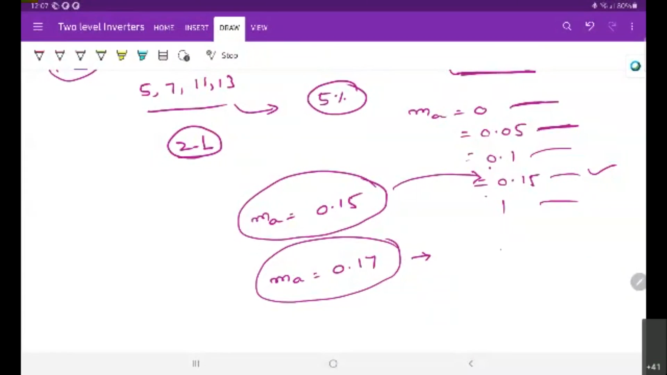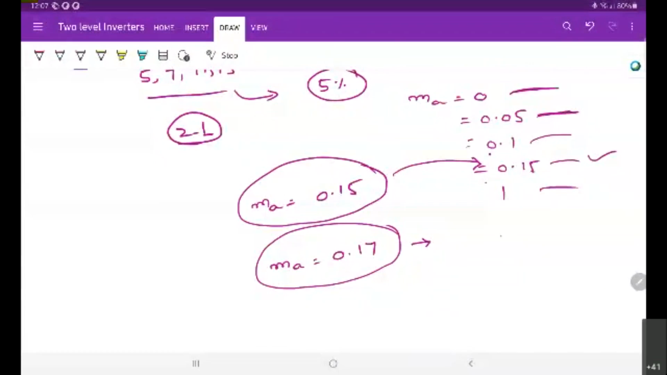So in that case, there are some methods we can use. What are those methods? Interpolation and extrapolation. By using interpolation and extrapolation, we can obtain the corresponding values for any intermediate value.